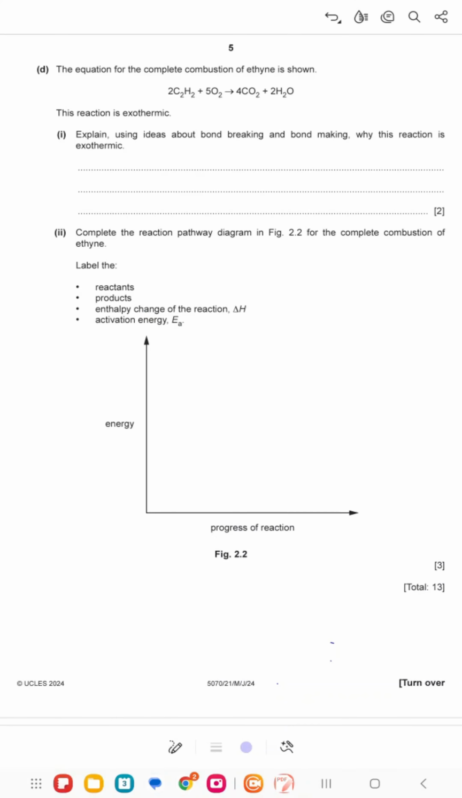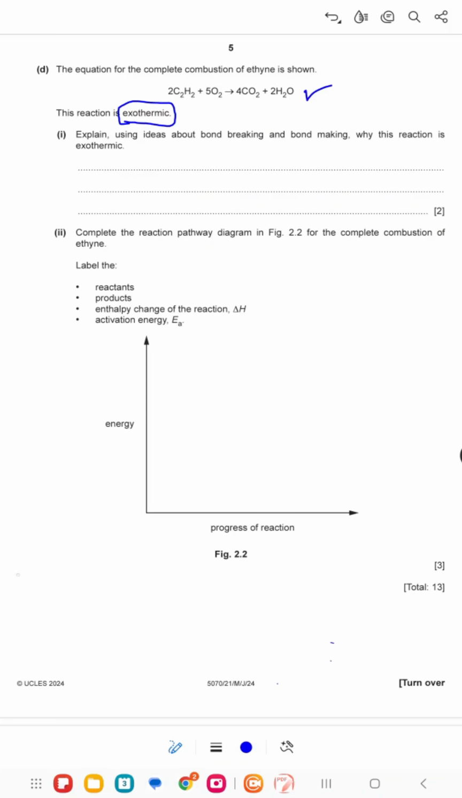So today in this lesson, we are going to attempt some of the questions from chemical energetics. This is a question from May-June 2024, variant 21. The question is: the equation for the complete combustion of ethyne is shown. This reaction is basically an exothermic reaction. Explain, using the idea of bond breaking and bond making, why this reaction is exothermic.